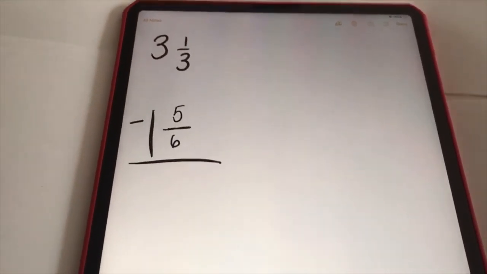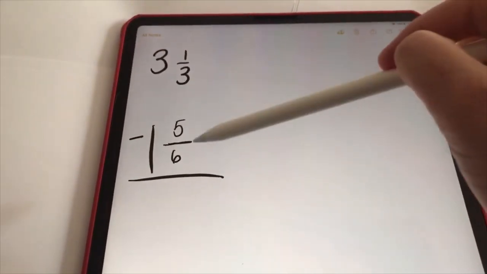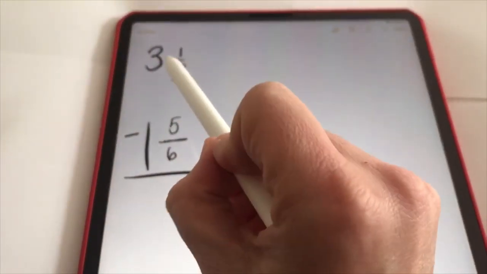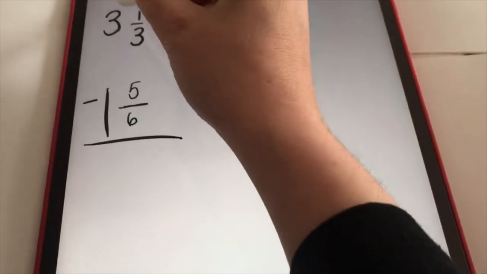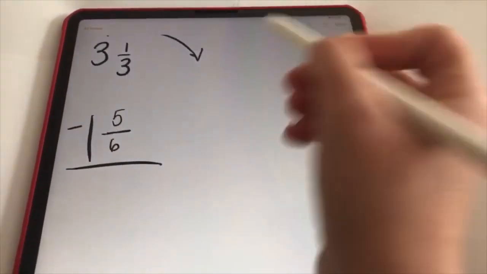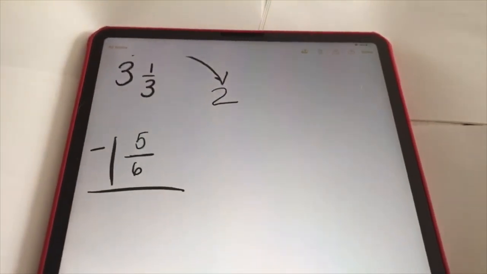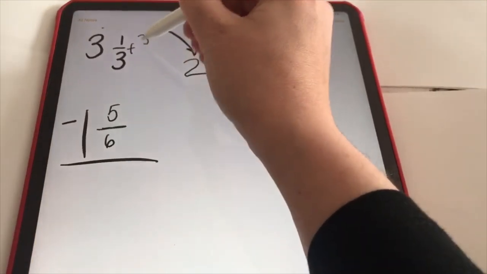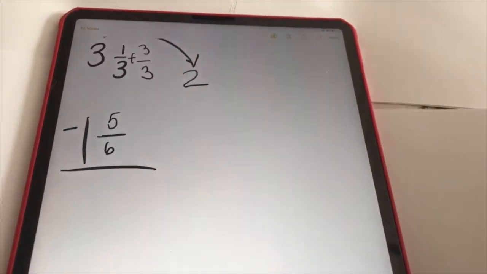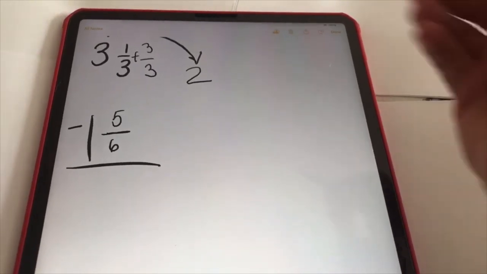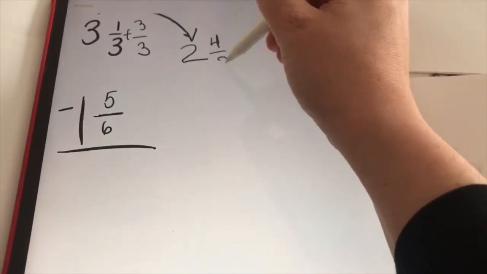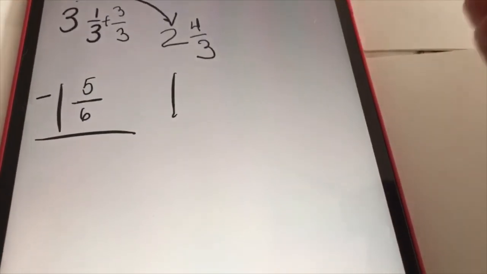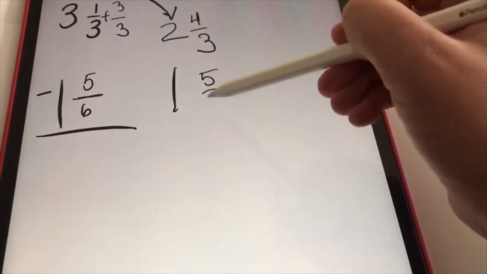So first things first, let's look at these fractions. So I know 5/6 is greater than 1/3. So I know that I am going to have to regroup 3 1/3. So I do that by taking out a whole. So my 3 is going to become 2 because I am trading it with a whole. Then I am going to add 3/3 to 1/3. So when I do that, I get 2 4/3. So now I need to subtract 1 5/6 from it.